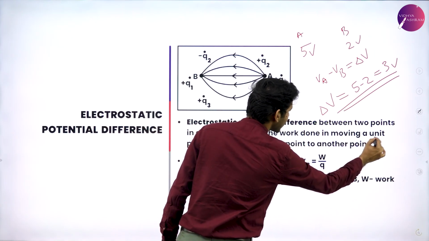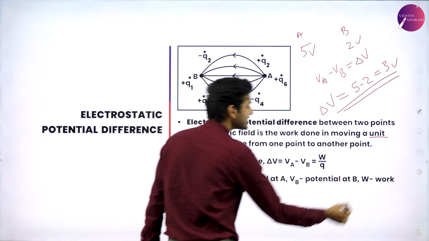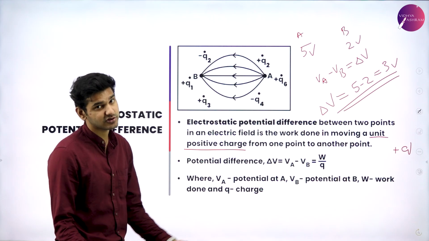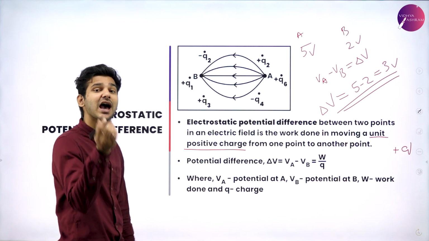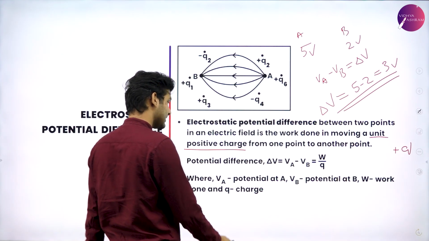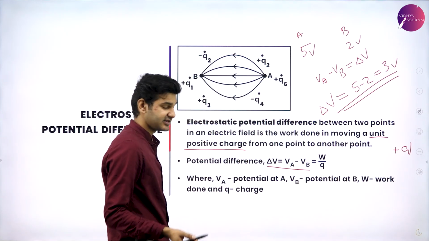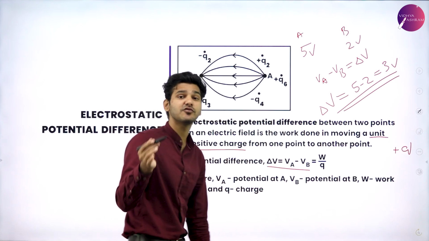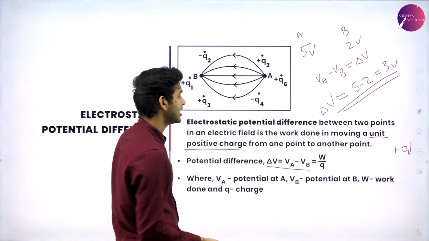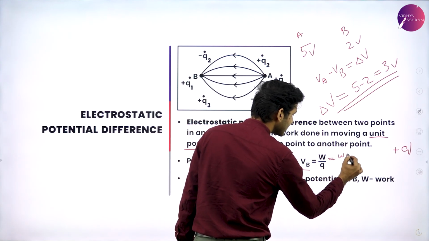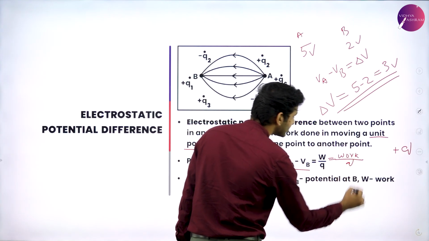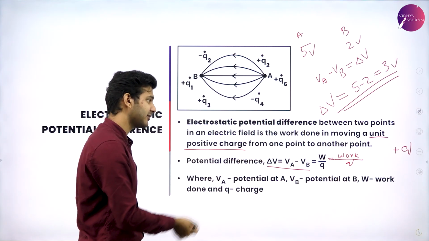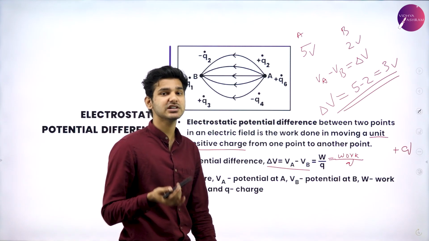And unit positive charge just means that it is a test charge. Unit meaning 1, and positive charge just means it's a plus sign charge which has a magnitude of 1. That can be written as potential difference, that is ΔV is equal to VA minus VB, or by definition it is the work done per unit charge, W. Where VA is the potential at A, VB is the potential at B, W is the work done and Q is nothing but the test charge.